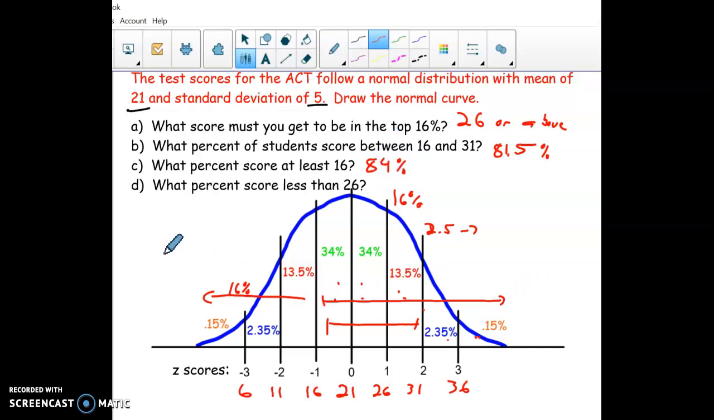And then the final question, score less than 26. So here's our 26, and less than 26 would go this way, which would be, again, 50% over here plus 34 more would be 84%. All right, one final example.